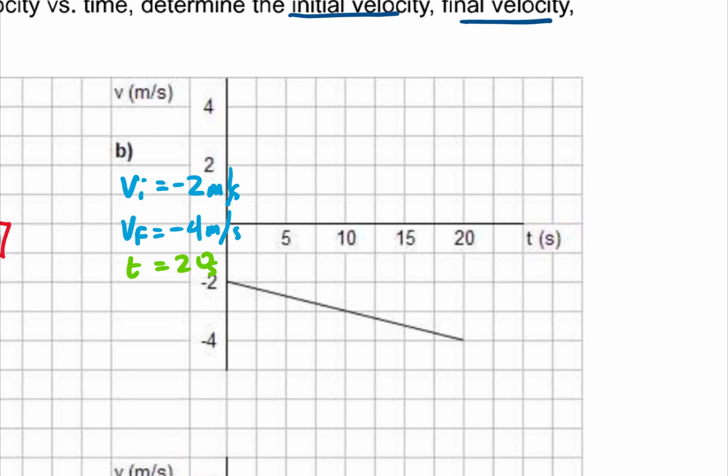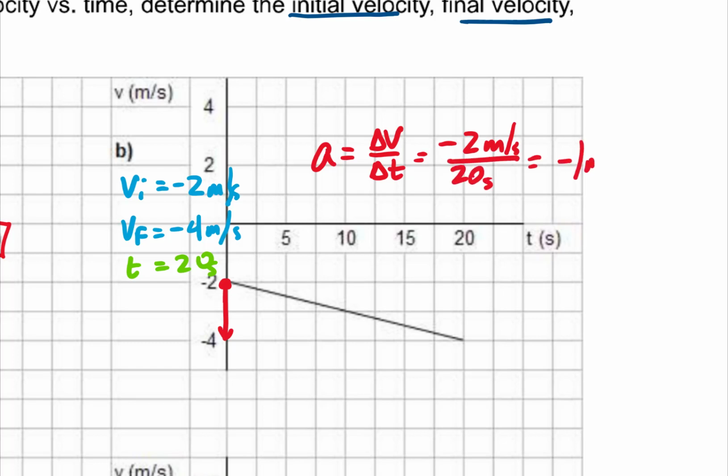And then we need to calculate our acceleration. So the acceleration is the change in velocity over the change in time. If we go from -2 to -4, my change in velocity is -2 meters per second, because that's the distance between 2 and 4, but it's going down, divided by the time of 20 seconds. So that acceleration is -0.1 meters per second squared.